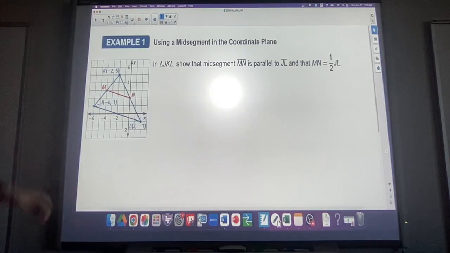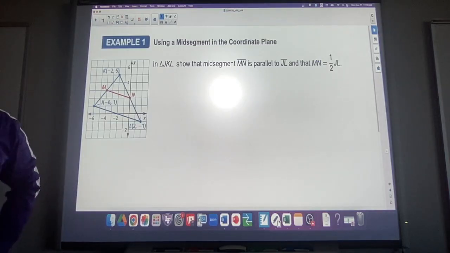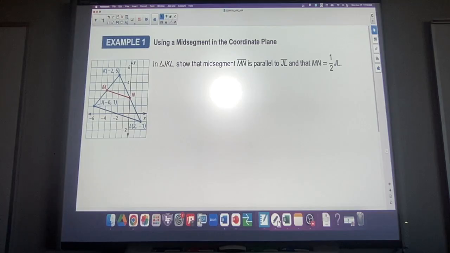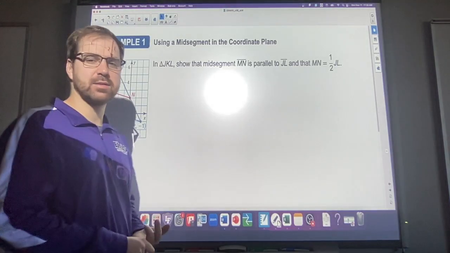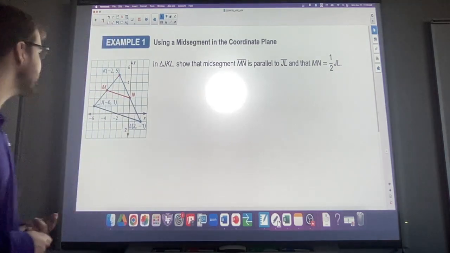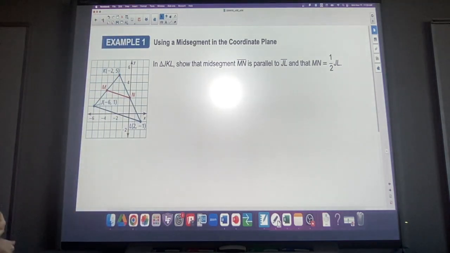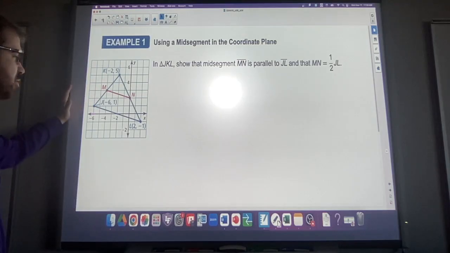All right, so they're going to ask you a couple things in your textbook, and I'll add on the test as well. You're going to be asked to say if they're parallel and find lengths, okay? So why don't you jot this triangle down? And it does matter that we know the points, because we are going to end up using distance formula.